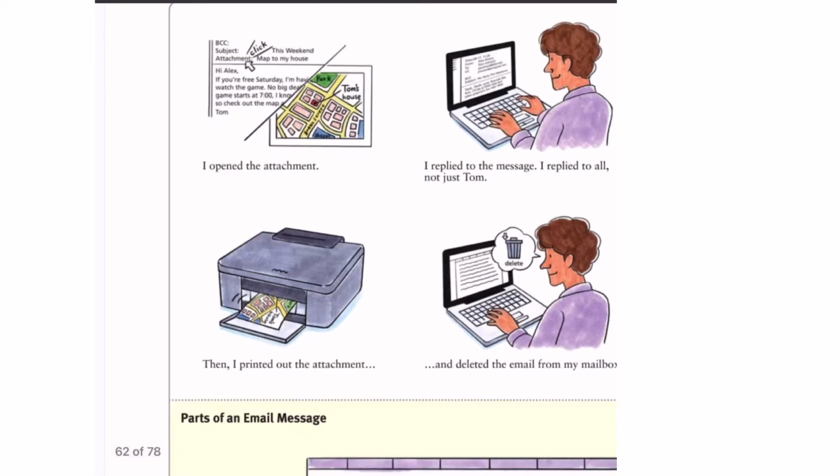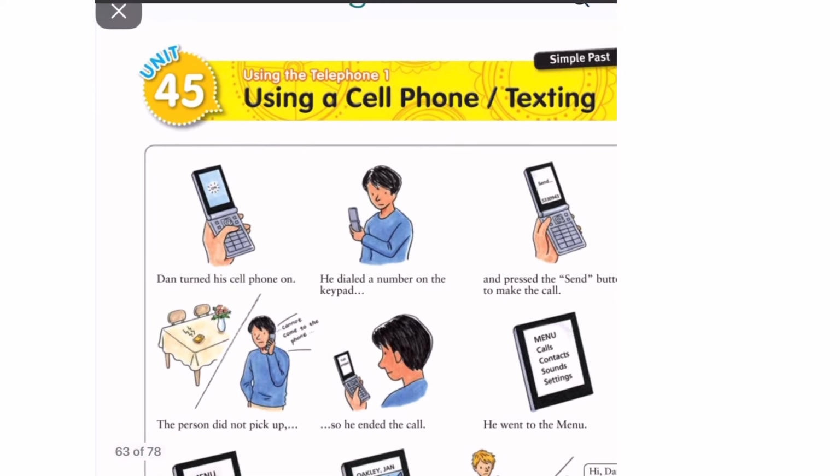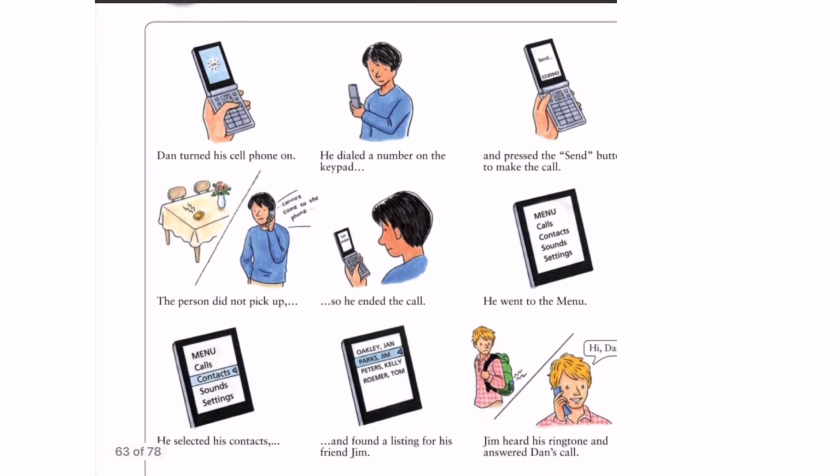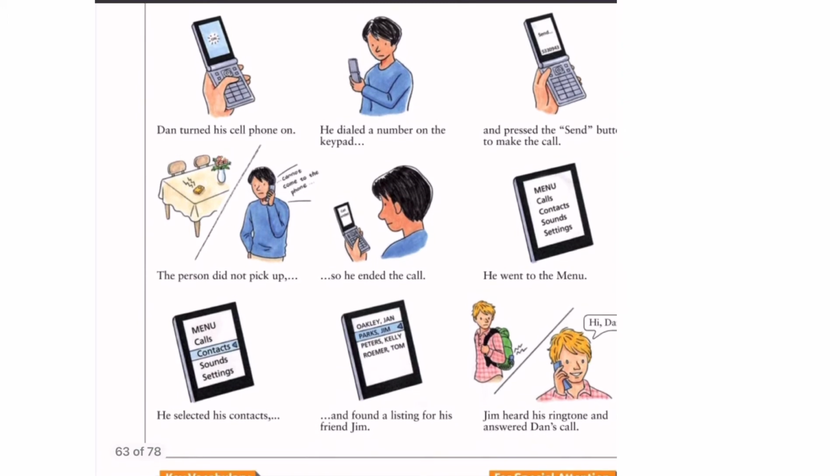Unit 45. Using the telephone 1. Using a cell phone. Texting. Dan turned his cell phone on. He dialed a number on the keypad and pressed the send button to make the call. The person did not pick up, so he ended the call. He went to the menu. He selected his contacts and found a listing for his friend Jim.